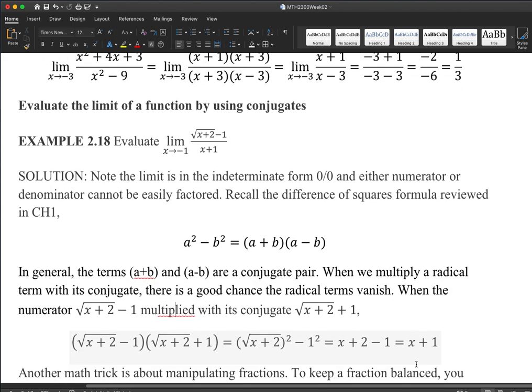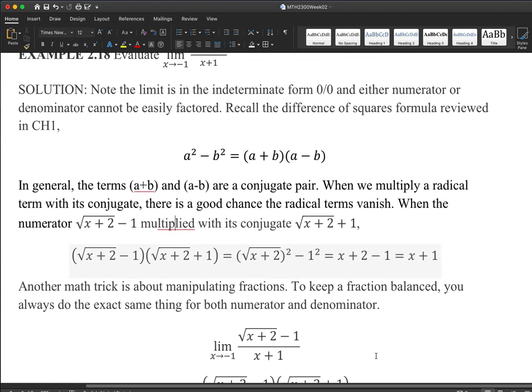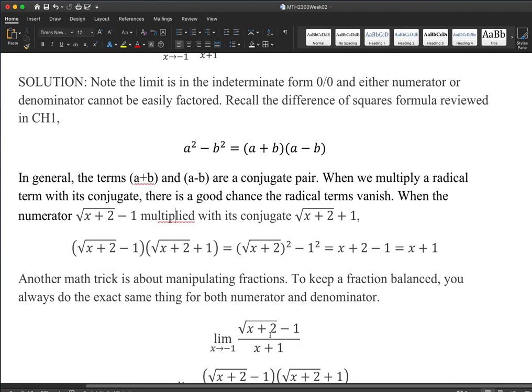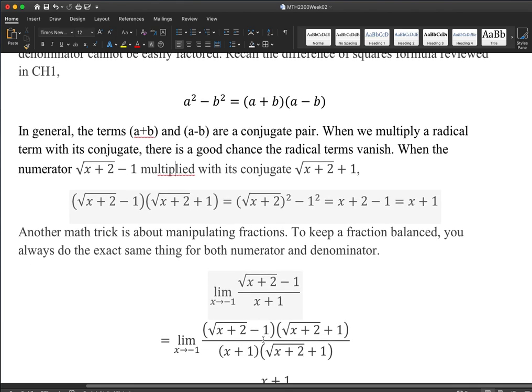This is the first part, and then I work with this limit. I really need to manipulate this entire fraction. And to manipulate a fraction, you do the same thing for the numerator and the denominator. So I multiply the numerator by its conjugate. Then I multiply the same conjugate to the denominator.